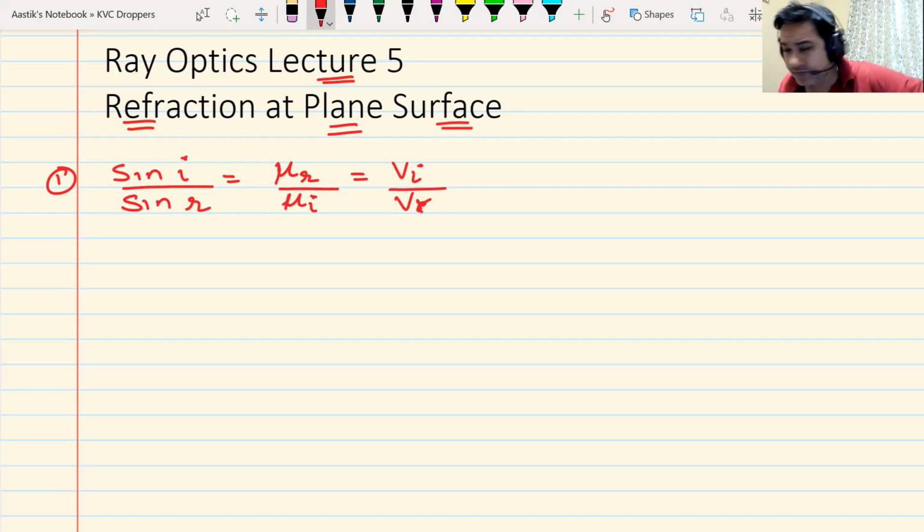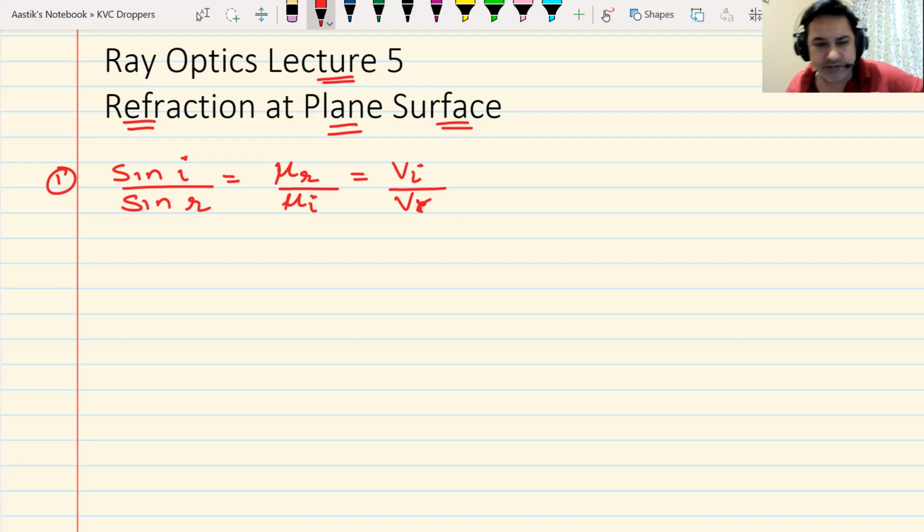We have also seen refraction at plane surfaces. When you have a slab and you have a ray incident on the slab, one ray is emergent, and we have seen that the incident and the emergent ray are parallel to each other. We have also seen the lateral shift, and the lateral shift is d upon cos r into sine of i minus r. Do we remember this? Yes, sir.